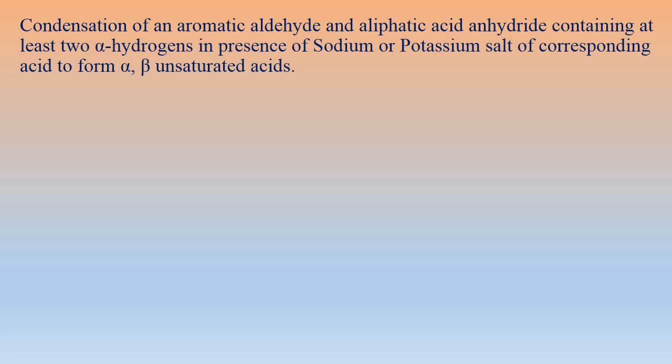Okay, friends, next topic, Perkin reaction. It is one of the important reactions of aldehydes. Let's see what is Perkin reaction. It is condensation of an aromatic aldehyde with aliphatic acid anhydride containing at least 2 alpha hydrogen atoms in presence of sodium or potassium salt of corresponding acid to form alpha beta unsaturated acid.